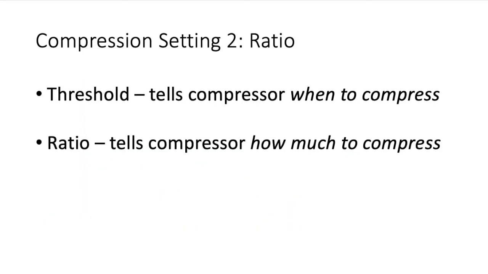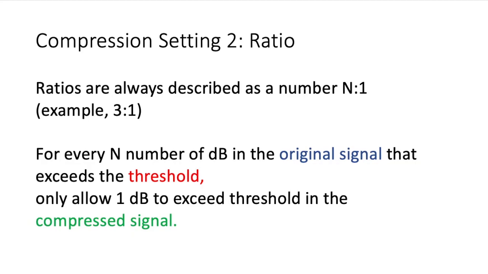I'm now going to talk about ratio, which is the second compression setting. I just talked about threshold, which tells the compressor when to compress. The ratio tells the compressor how much to compress. So this is the part that I wish someone had explained to me. Ratios are always described as a number n to 1. So I'm going to create an example of 3 to 1. I've got a ratio of 3 to 1.